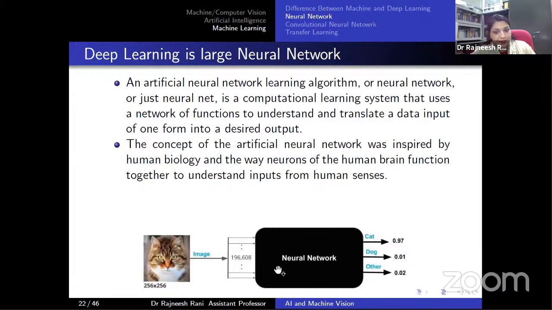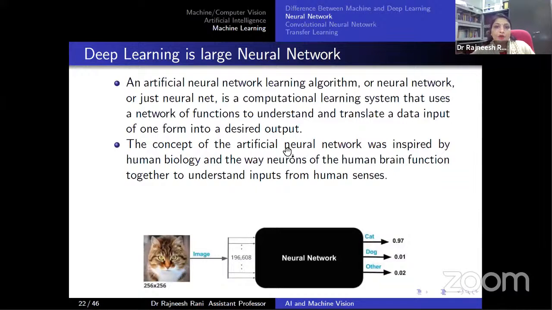If you see the red, green and blue components, these features are sent to the neural network, which performs a number of computations on them, and after that it gives probabilities: 97% probability that it is a cat, just 1% that it is a dog, and 2% that it is any other type of animal. Whatever the highest probability is, it will be categorized accordingly. So 97% probability is there that it is a cat, and the system recognizes that it is a cat.